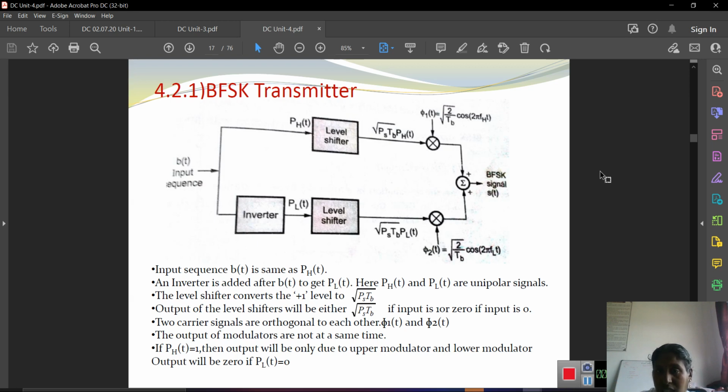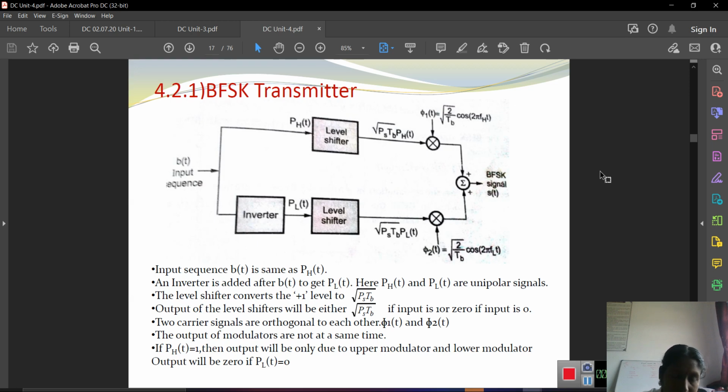Phi 1 of t is a standard orthogonal signal, that is root of 2 over TB cos of 2 pi f_H t. Here phi 2 of t is equal to root of 2 over TB cos of 2 pi f_L t. Finally, the two signals are combined, that is added, and finally we get the BFSK signal S of t.